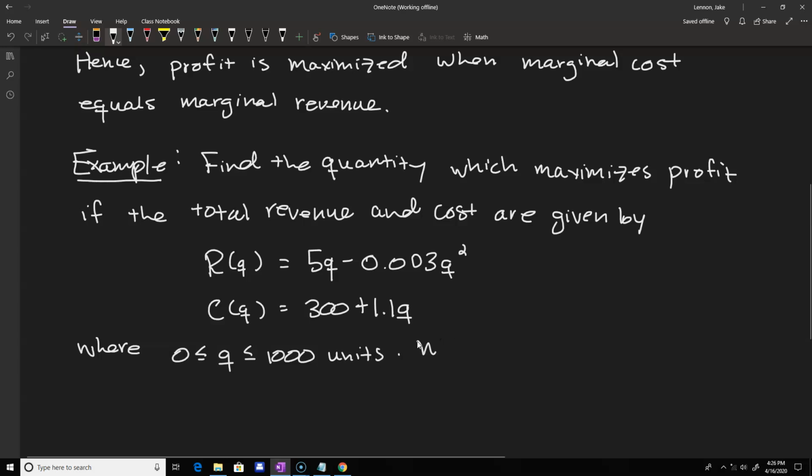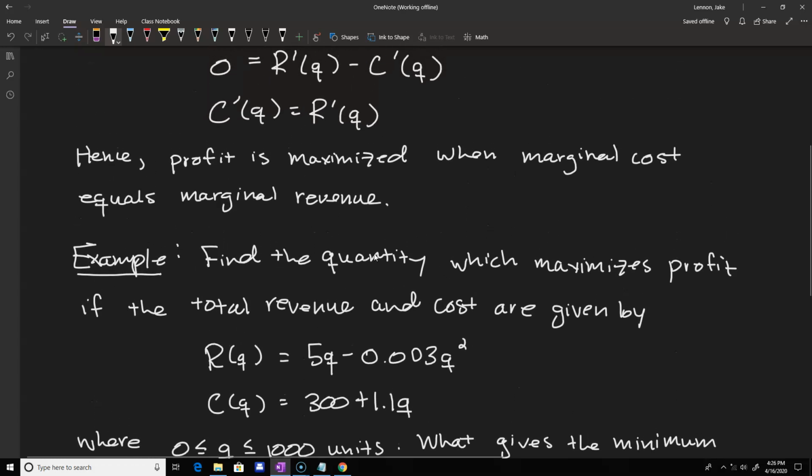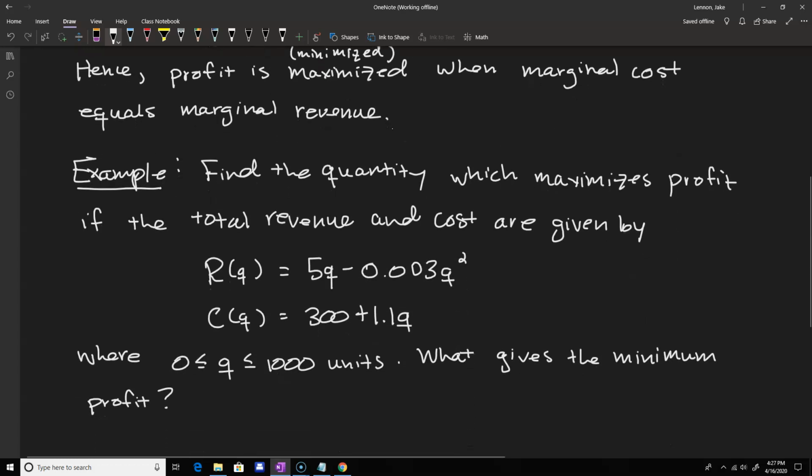So the question here is, what gives the minimum profit? That's actually a good point. I assumed maximum, but it really does depend on your model. Up here when we said hence profit is maximized, really it's optimized. It could be maximized or minimized depending on what your models look like. It might not be that your profit is maximized; it could actually be minimized depending on things like whether your revenue is increasing or decreasing with respect to cost.